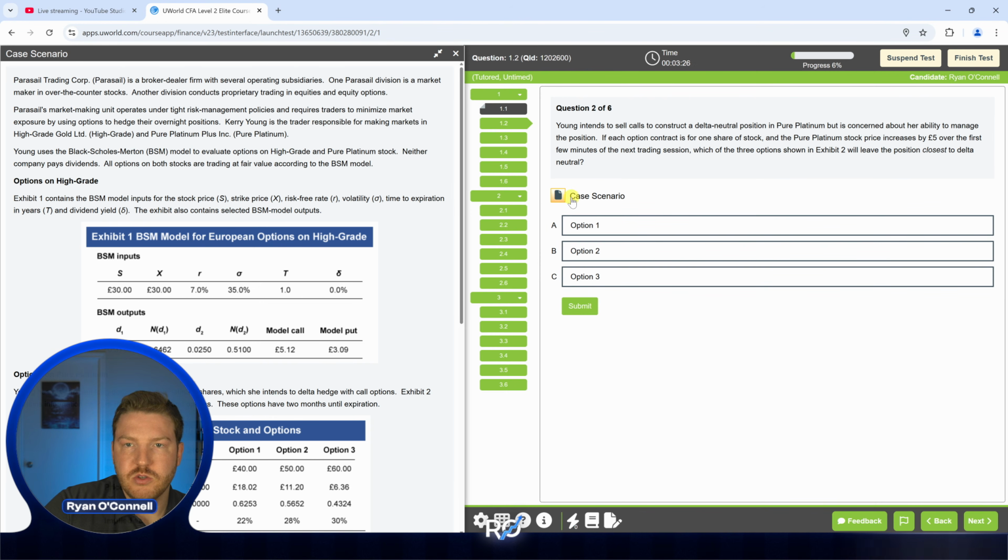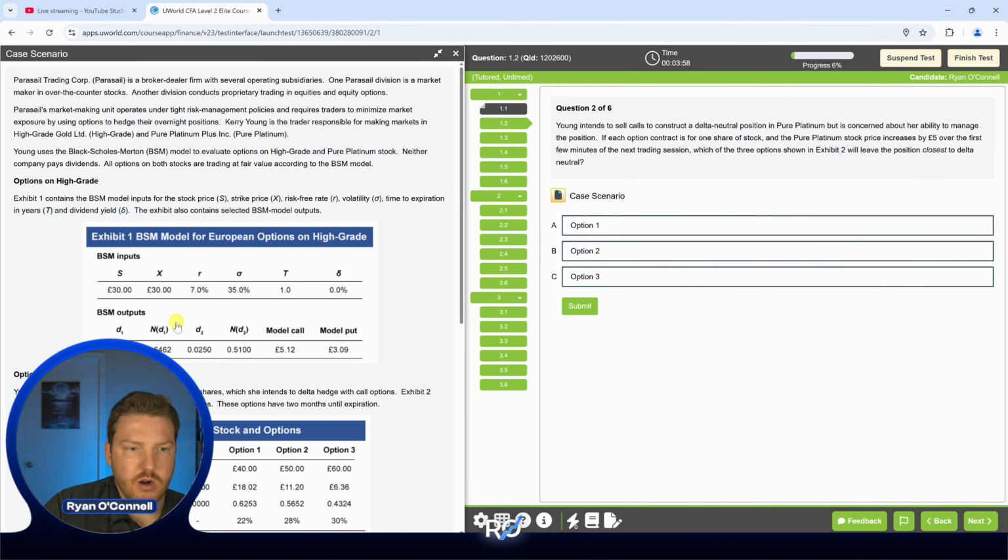So let's move on to the next question. This one says, Young intends to sell calls to construct a delta neutral position in pure platinum, but is concerned about her ability to manage the position. If each option contract is for one share of stock and the pure platinum stock price increases by €5 over the first few minutes of the next trading session, which of the three options shown in Exhibit 2 will leave the position closest to delta neutral?